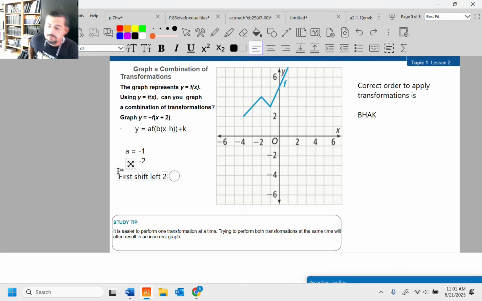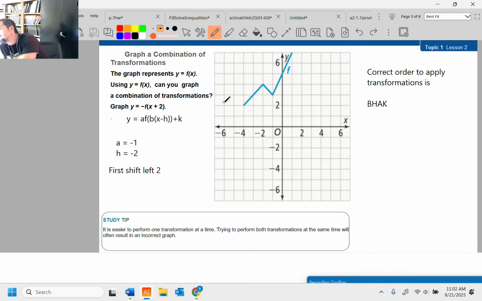It says, it is easier to perform one transformation at a time. Trying to perform both transformations will often be wrong, and it is wrong almost all the time. Lots of kids try to do it, and the vast majority of them fail in the process. So the first thing we're going to do is we're just going to shift the graph left 2. And all I'm doing is I'm grabbing a point and I'm shifting it left 2. That's all I'm doing. And I'm going to redraw the graph.